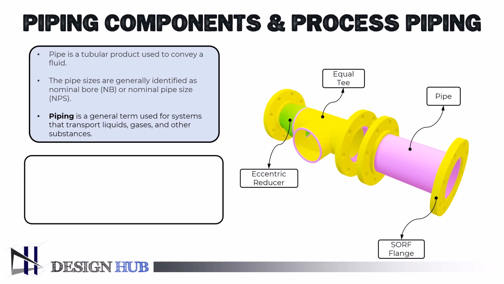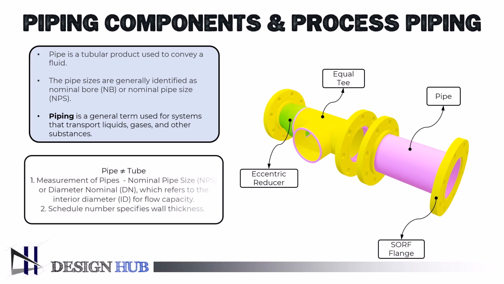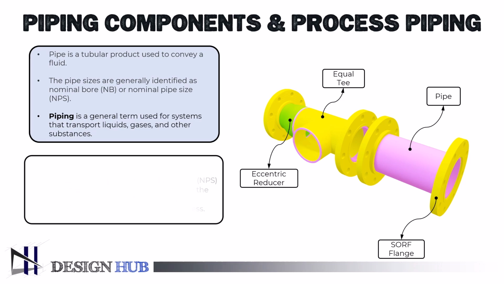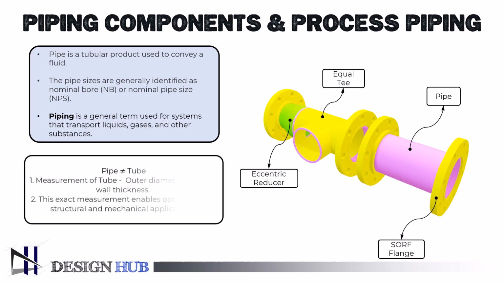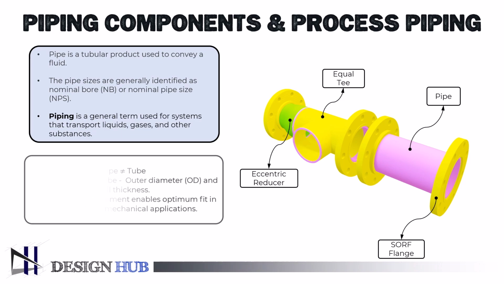Pipes are measured using the nominal pipe size, NPS, or diameter nominal, DN, which refers to the interior diameter, ID, for flow capacity. The schedule number specifies wall thickness. Tube dimensions are determined by its outer diameter, OD, and wall thickness. This exact measurement enables optimum fit in structural and mechanical applications.